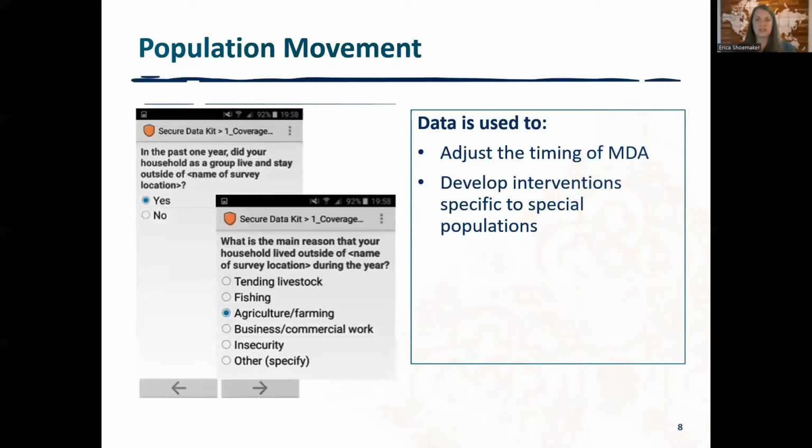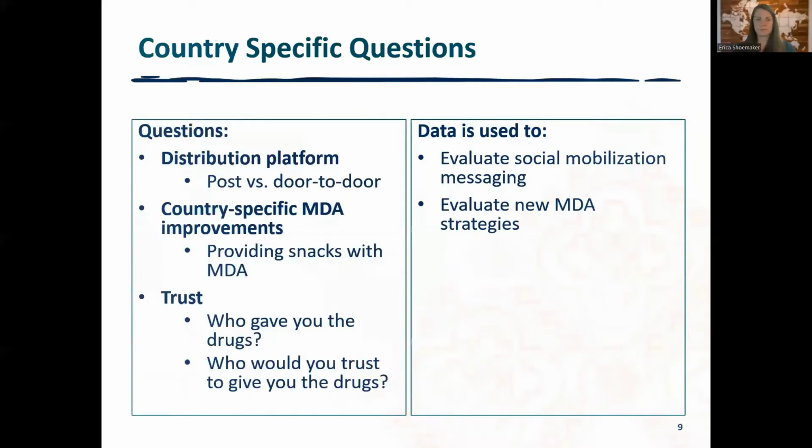If the data indicates there are mobile or migrant populations, one key use of this data is determining an ideal time for the MDA so that we can reach as many people as possible. The data has informed other interventions that include coordinating MDA across country borders to ensure that migrating populations can receive the medication no matter their location.